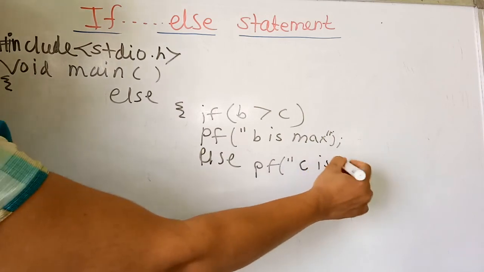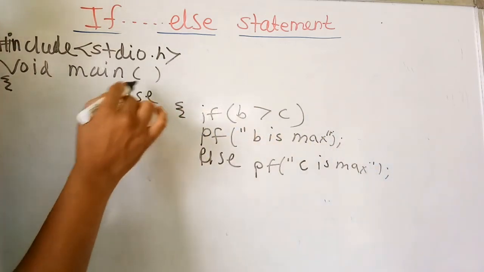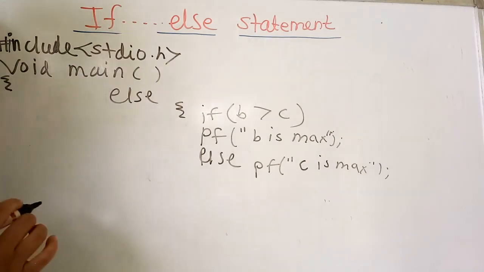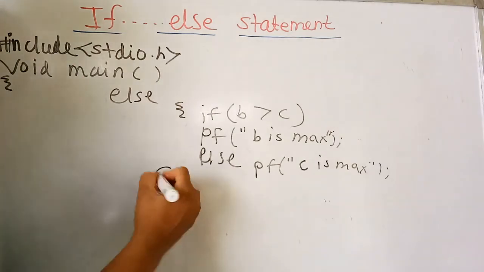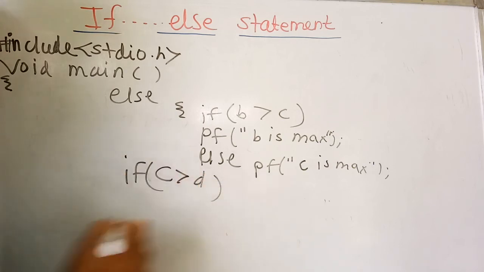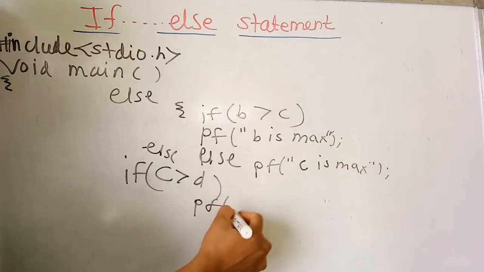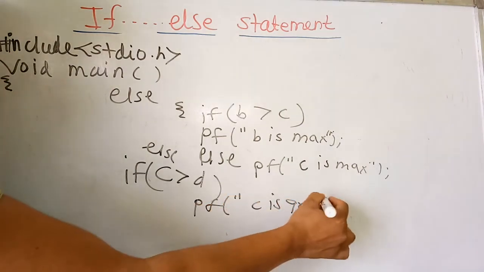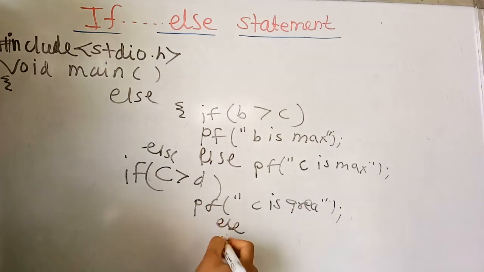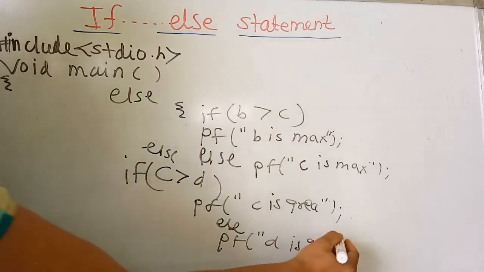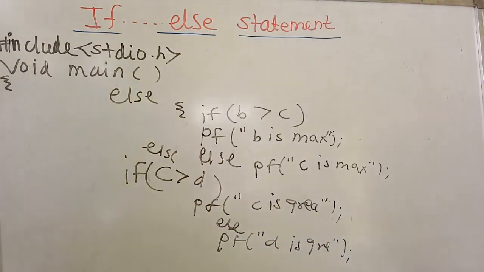C is max. But if A is greater than B fails, then B is greater than C. If again it fails, then we have to check if C is greater than D. Again if C is greater than D, then we will print C is greater. Otherwise, we will print D is greater. So this is a small scenario representing the if-else combined logic. Thank you so much.